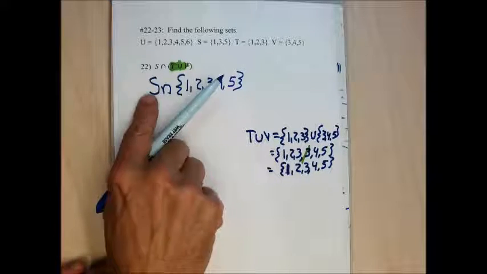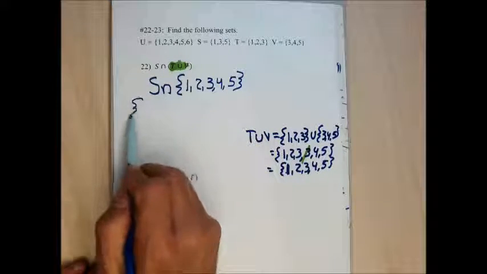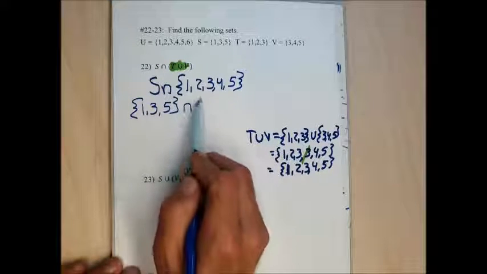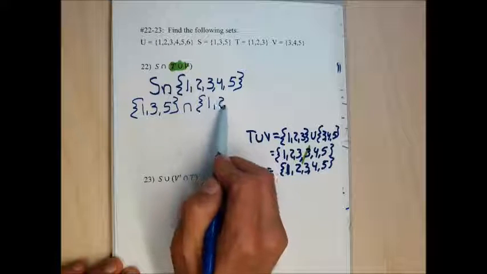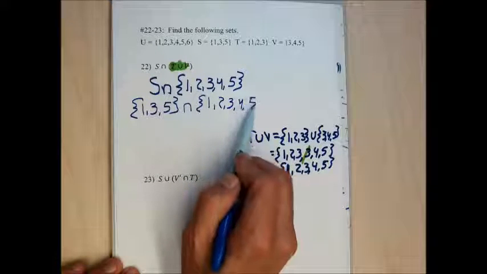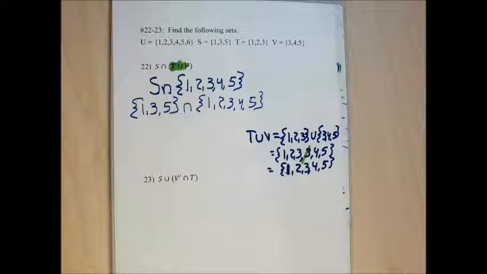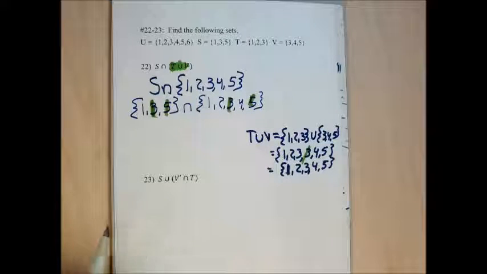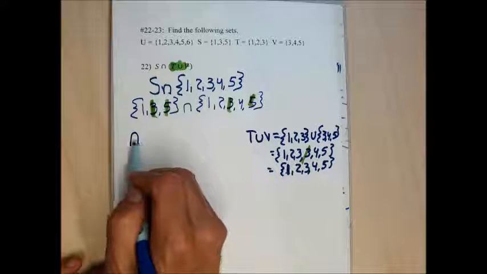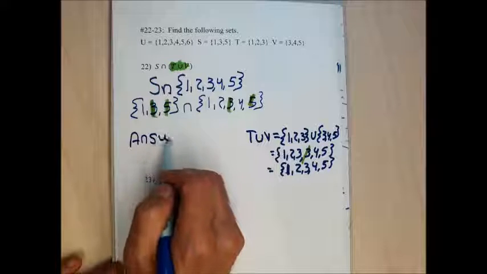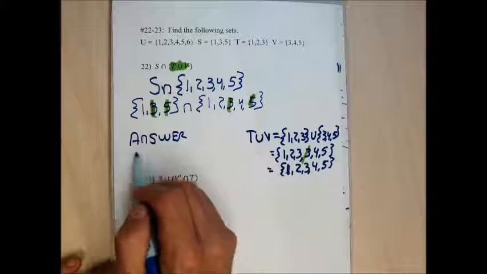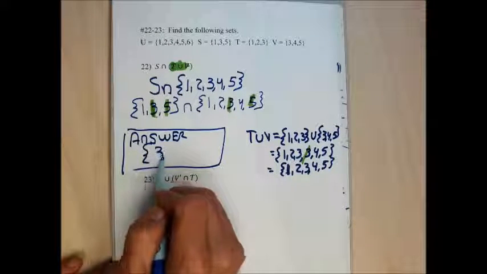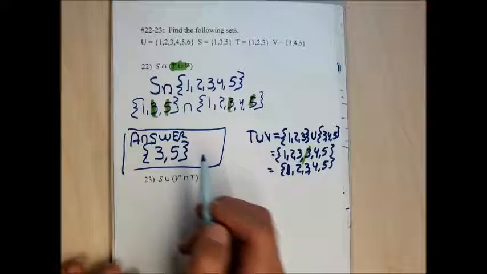Now I'm going to take the S symbol and change it to the set containing the numbers 1, 3, and 5. I'm going to leave the intersection symbol, and I'm going to leave the 1, 2, 3, 4, and 5 in place of the T union V. And now I'm going to find the intersection. When you're intersecting two sets, you're finding what the sets have in common. My answer to problem 22 is what I get when I intersect those two sets. Intersections are what sets have in common. Those sets have the numbers 3 and 5 in common.